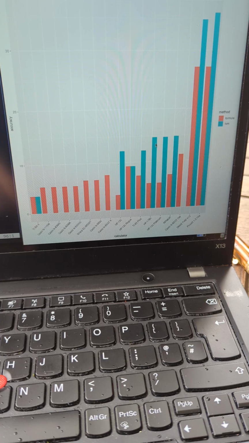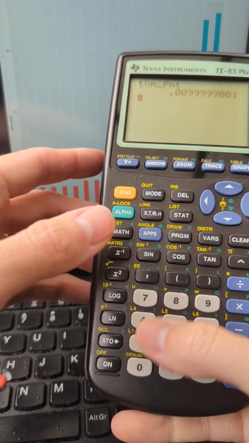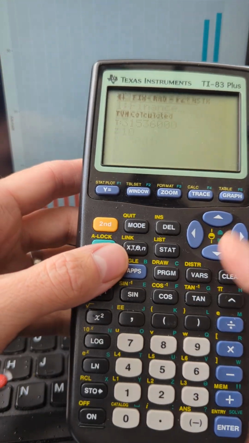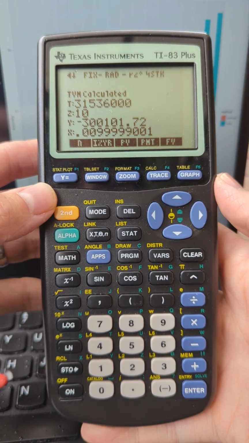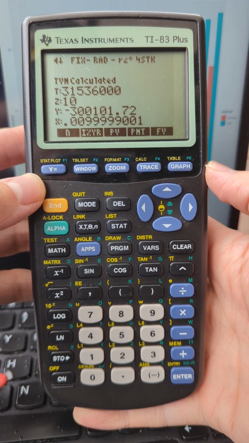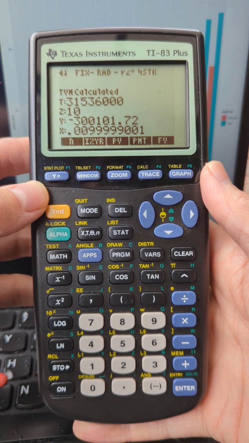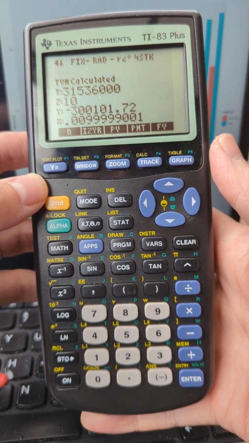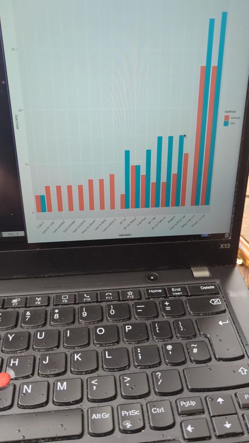Anyway, big difference there, massive improvement using the TVM solver there. RPN 83P, this is an enthusiast project, which basically gives you an RPN calculator on your TI-83 Plus. It's a fantastic project, very, very good, highly recommended. And actually the TVM solver on this is even more optimized than the built-in one. So you can see here it's pushing very, very decent heights there.